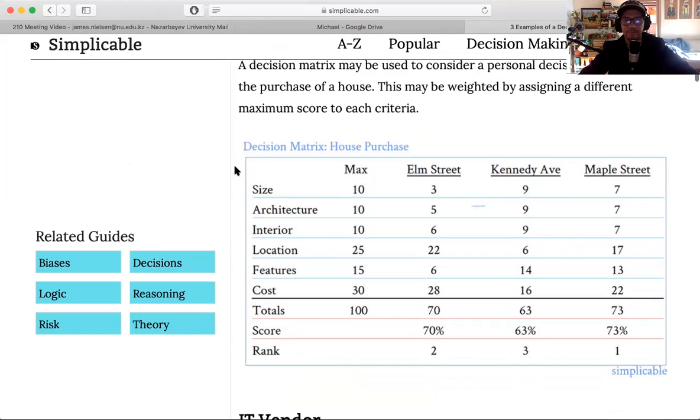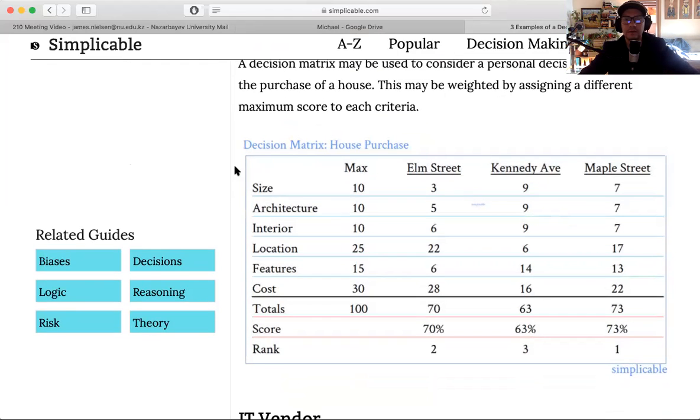All right. So here they have taken out the weighting scale thing, I believe, right? Yeah. So what they've done here is they just have a max for each one. Each one has its own max, and we have 3 different houses: the Elm Street house, the Kennedy house, the Maple Street house, and then we have our different features.